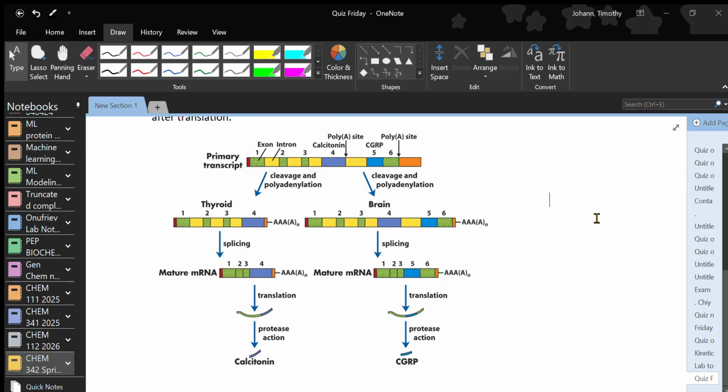So if we look at this transcript right here, Bridget, in relation to your previous question, that cap's already on, right at the beginning of this. And then our cleavage, it looks like this would tell you that we poly A cleave and then we splice, if that's the order, how much we believe this figure. And then you end up with calcitonin, and this is a hormone that regulates calcium concentrations.